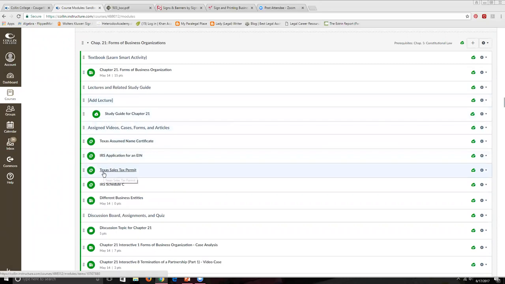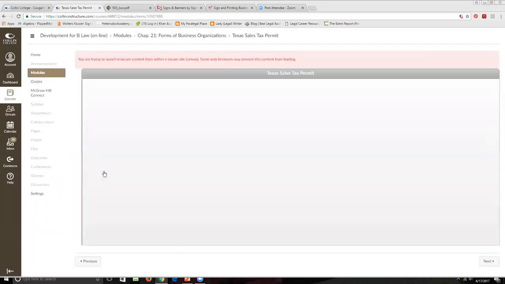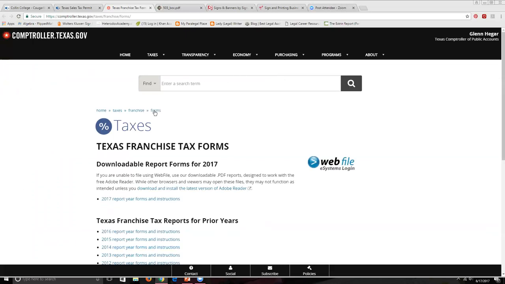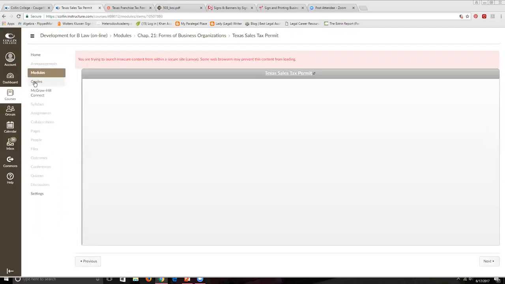We'll need to have a Texas sales tax permit if we are going to be selling items. Again, it doesn't matter the format of the business, sole proprietorship or some other format. And here's some information about how to go about doing that.